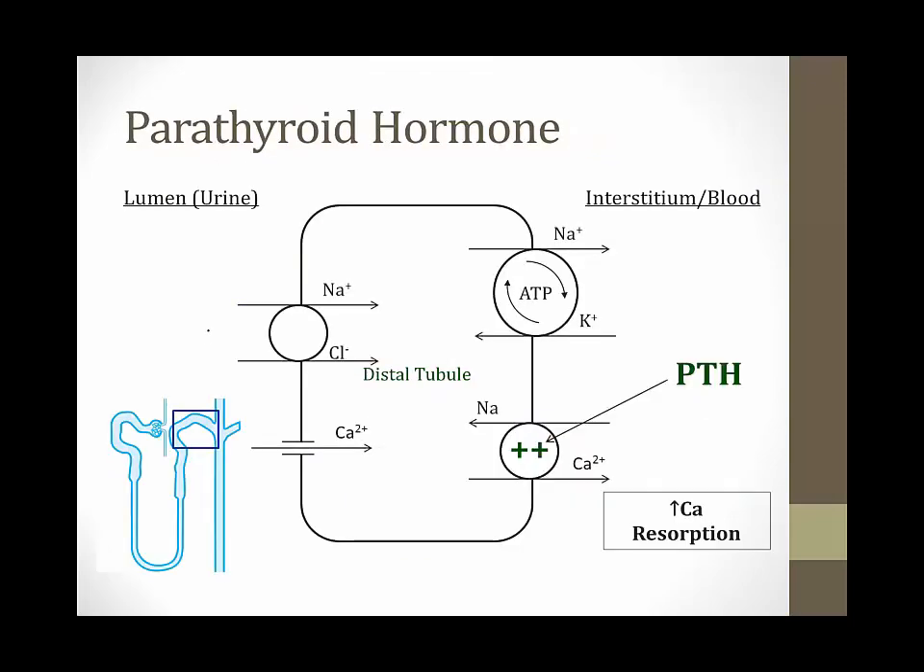Here's another depiction of parathyroid hormone effects on the kidney, this time showing the effects on the distal convoluted tubule. Parathyroid hormone can activate a pump that reabsorbs calcium in exchange for sodium. This will pull more calcium out of the urine and into the interstitium and blood and raise the amount of calcium found in the serum.